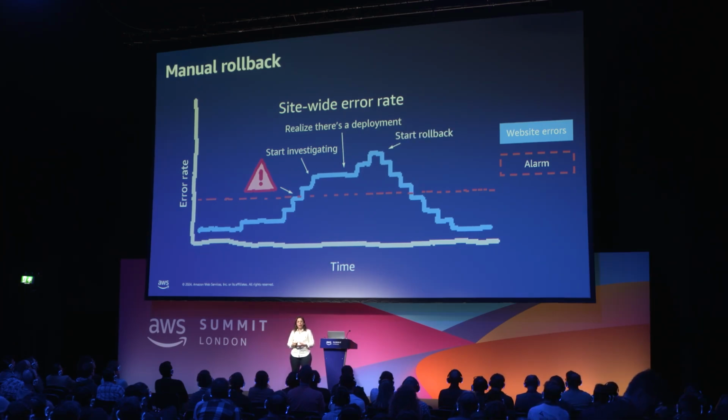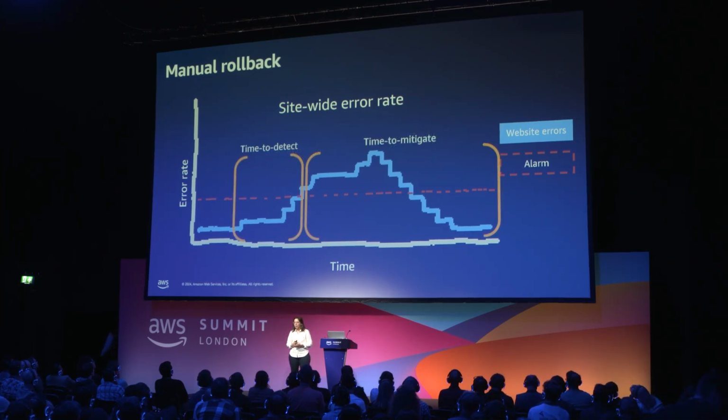And everything is happy again when everything is rolled back. But if you look carefully, the whole duration can be broken down into two phases: the time to detect, which is the time taken by the team to identify there's a problem, and the time to mitigate, which is the time taken to fix the problem. And your customer experience has been impacted for the entire duration, and your business is impacted too.